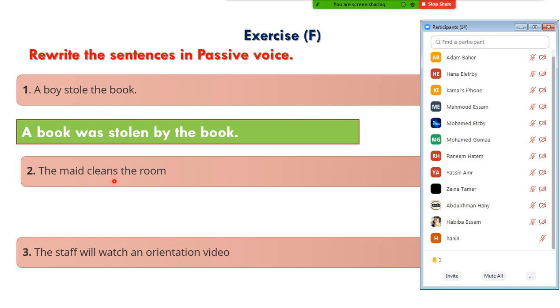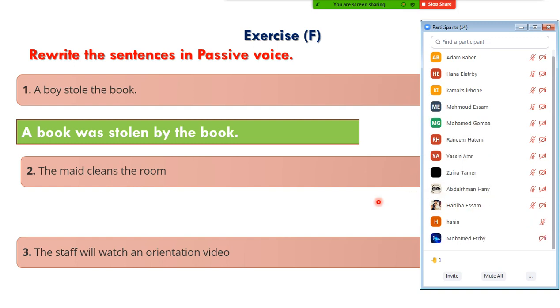Muhammad, don't close your mic. Keep it open till we finish. Cleaned. We have S here with the verb. What is the tense? Muhammad, should I consider that you didn't attend the session now? Okay, it's up to you. Fine.